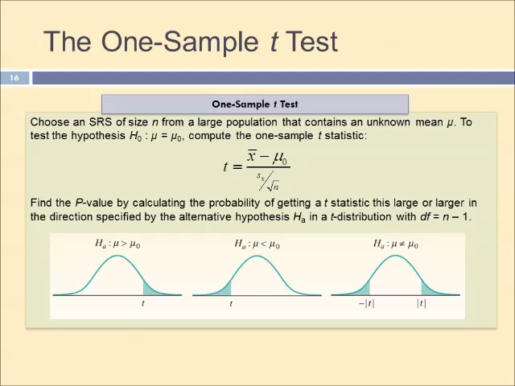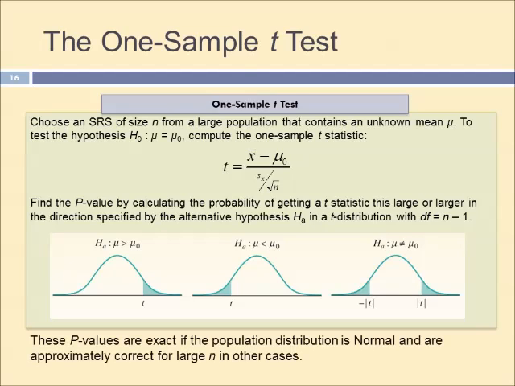And then we'll get a p-value in the same way that we had before, depending on whether it's a one-sided or a two-sided test, and so on. And again, we need to consider the degrees of freedom for each t-value that we look up. So the p-values are exact if the population distribution is normal and are fairly close for large sample sizes and in other cases.